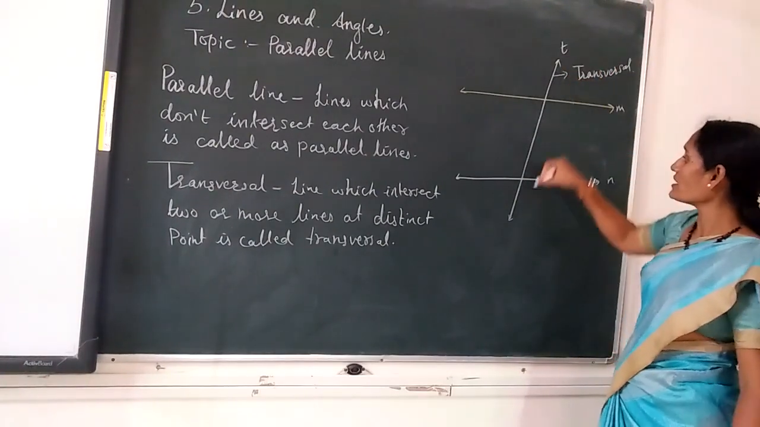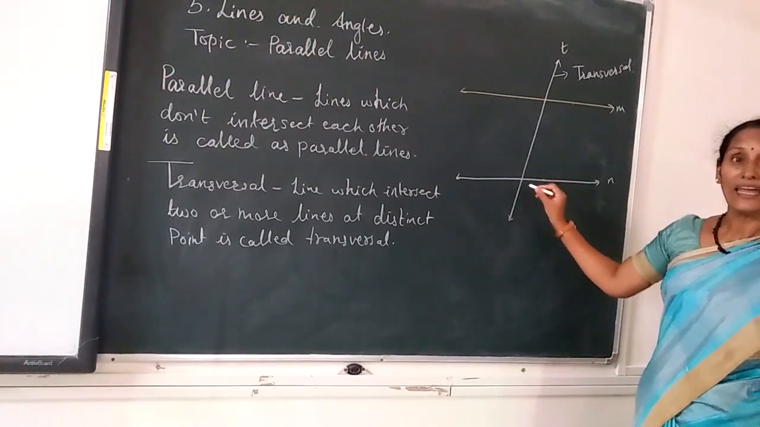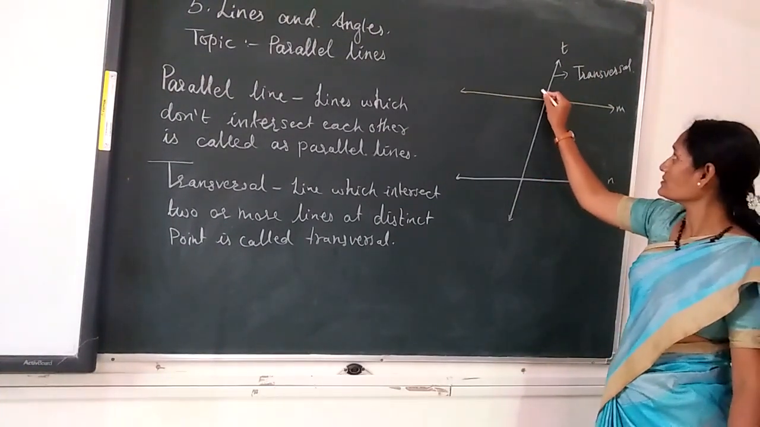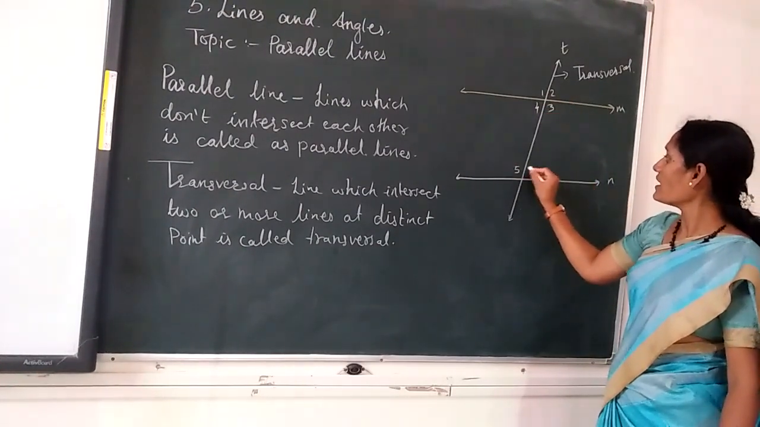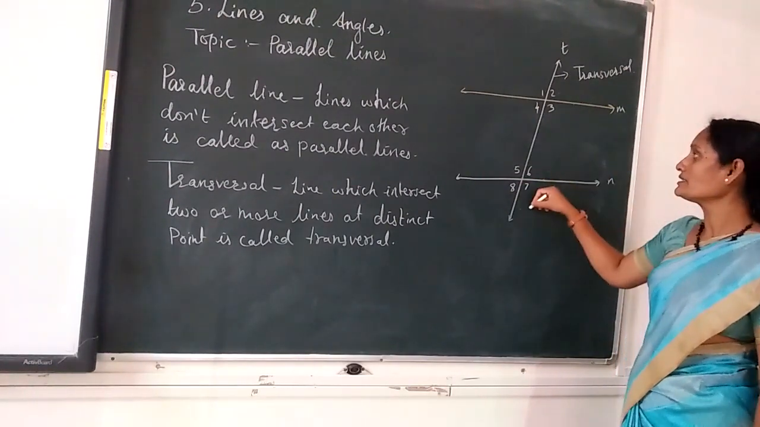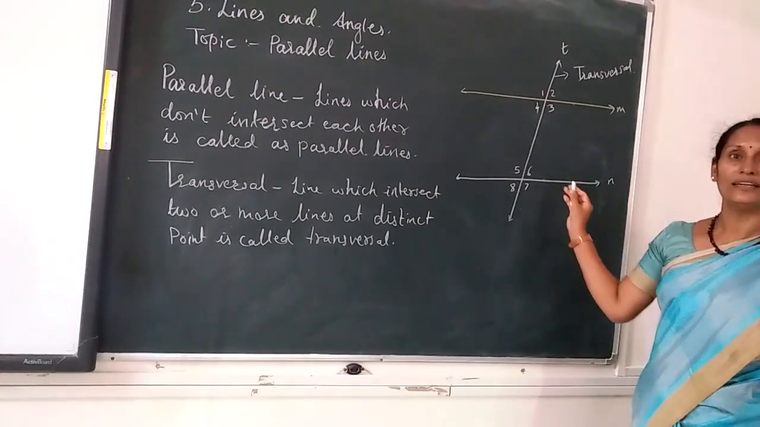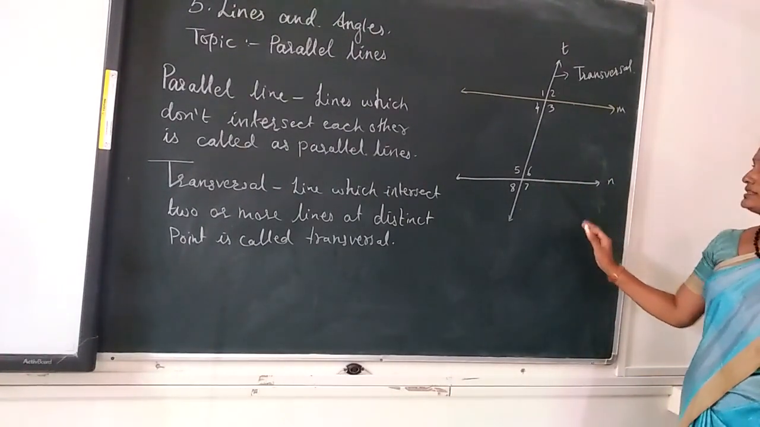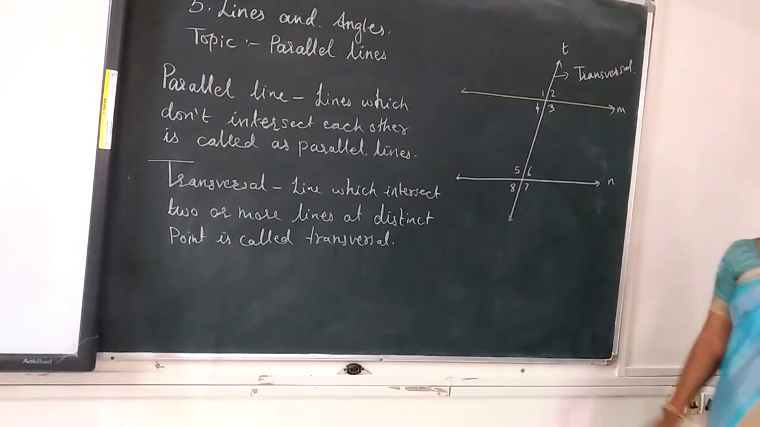Now by these parallel lines and transversal, we are getting 8 angles: 1, 2, 3, 4, 5, 6, 7, 8. And now these angles are distinguished by different names. Okay students? So let's go with that concept.